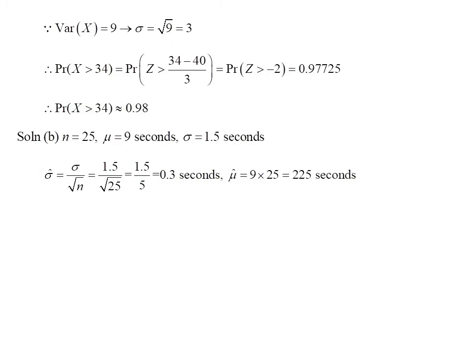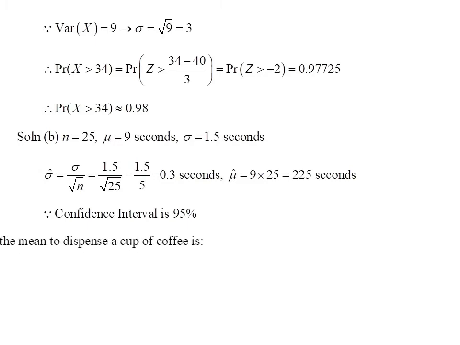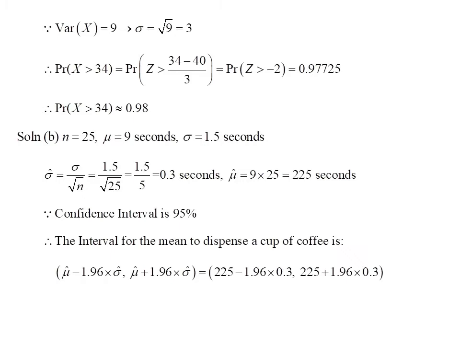Since the calculation is based on a 95% confidence interval, the time interval for the mean to dispense 25 cups of coffee is from the expected time minus 1.96 times the sample standard deviation to the expected time plus 1.96 times the sample standard deviation, which is approximately from 224.4 to 225.6 seconds.